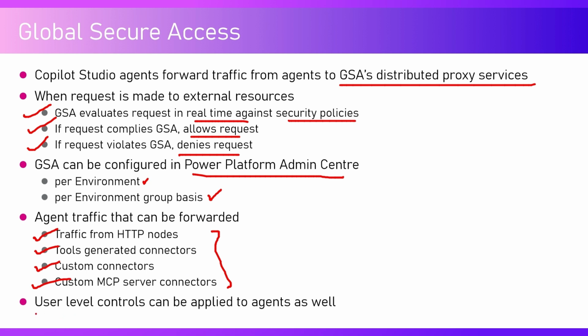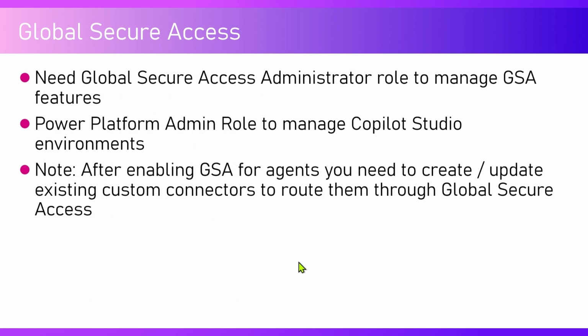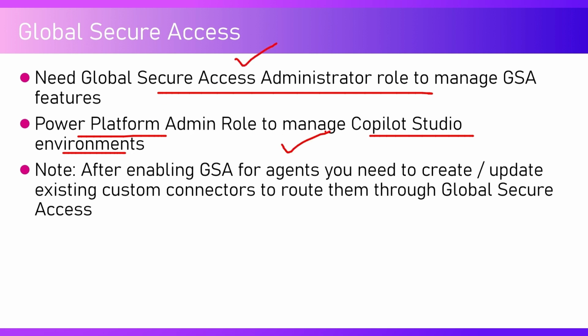User-level controls can be applied to the agent as well. Now, for Global Secure Access, you need a Global Secure Access administrator role to manage the GSA feature, and a Power Platform admin role to manage the Copilot Studio environment. So you need both roles: one at the GSA level and one at the Power Platform level. The Power Platform level manages all the Copilot Studio environment related features, and GSA helps you administer the GSA related service to manage various GSA features.